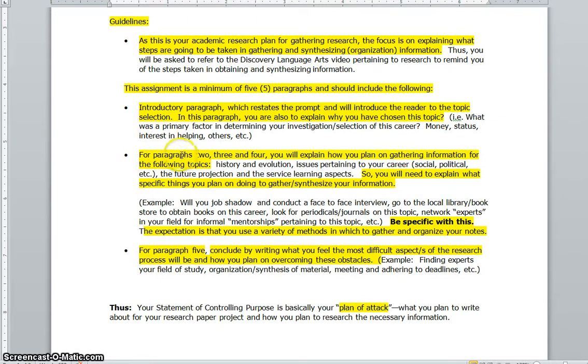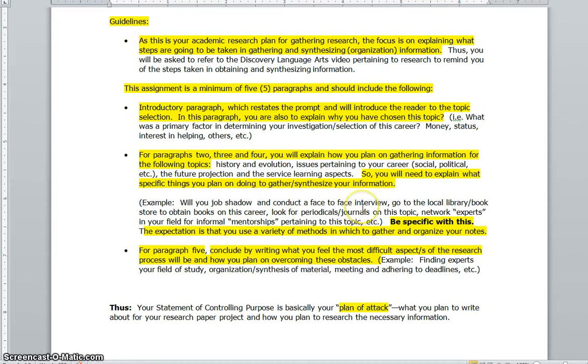For paragraphs 2, 3, and 4, you're going to explain how you plan on gathering information for the following topics. Your subtopics are history and evolution, issues pertaining to your career, that's the social, political, and cultural issues, the future projection of your career, and the service learning aspects. You will need to explain what specific things you plan on doing to gather and synthesize your information. So, will you job shadow and conduct a face-to-face interview?